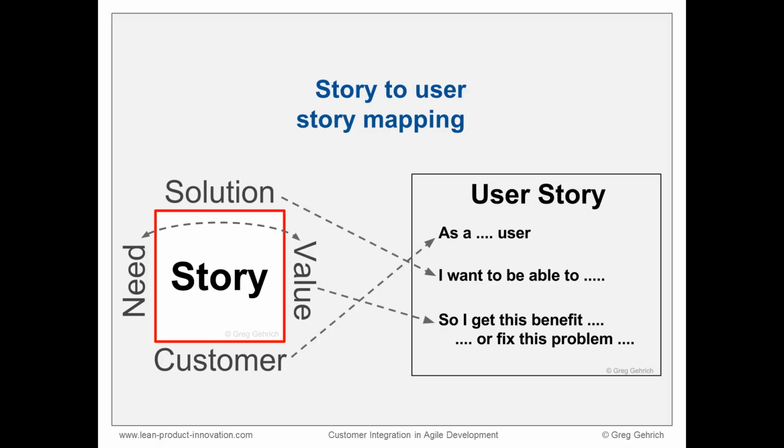And third, need and value, which are 2 sides of the same coin, map to the third statement, which describes the user benefit. So we've got those 2 sort of doubling up and mapping to our third statement in a user story.